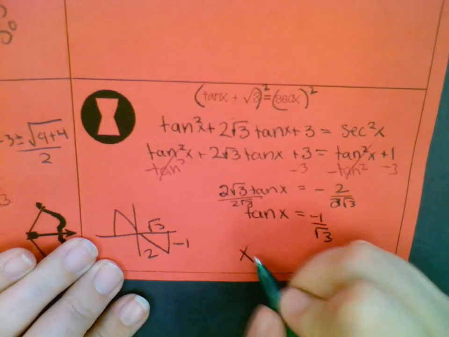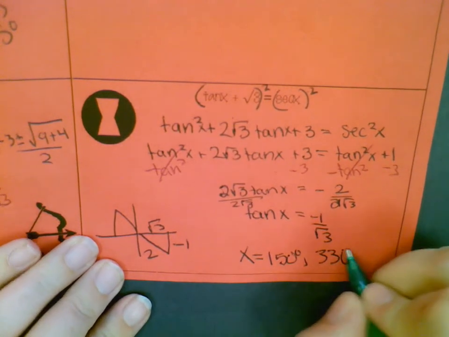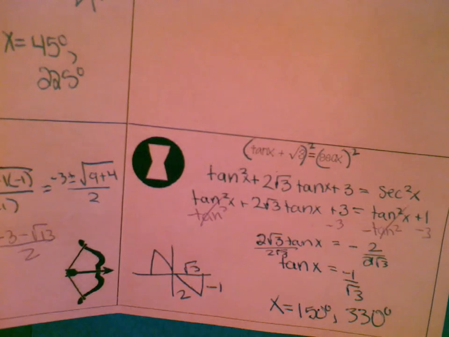So in quadrant 2, we have 150. In quadrant 3, we have 330. And that is it. So sometimes you have to do some special tricks to make it work.